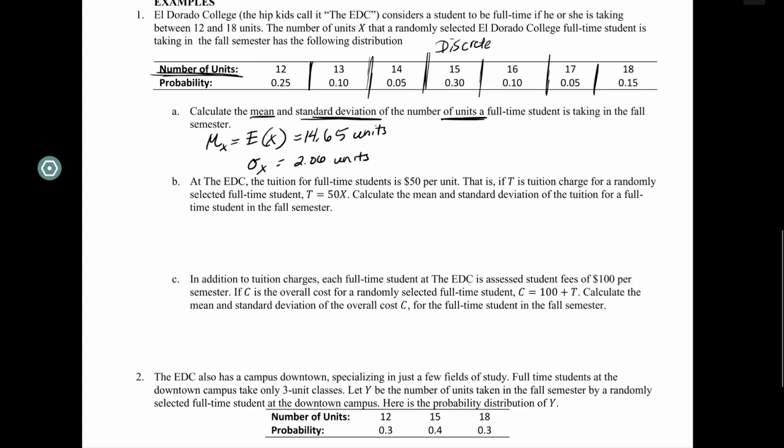Now, our next question: at the EDC, tuition for full-time students is $50 per unit. That is, if T is the tuition charge for a randomly selected full-time student, then T equals 50X. We're going to calculate the mean and standard deviation of the tuition for a full-time student. So it seems like we're doing the same thing, but now you can see that we are actually looking to calculate the mean and standard deviation for not the number of units, but for tuition. So we're changing the context of this random variable. How do we handle that?